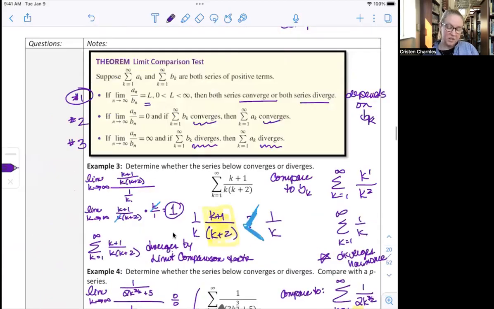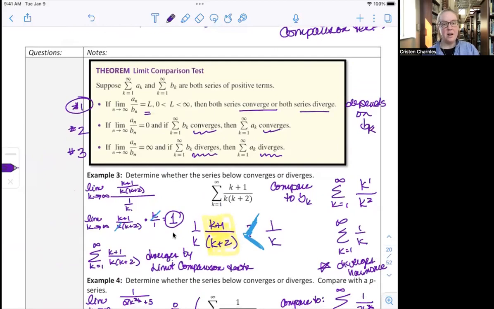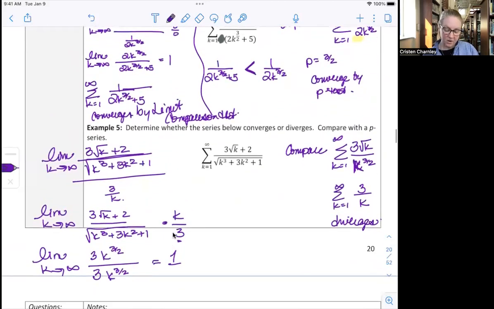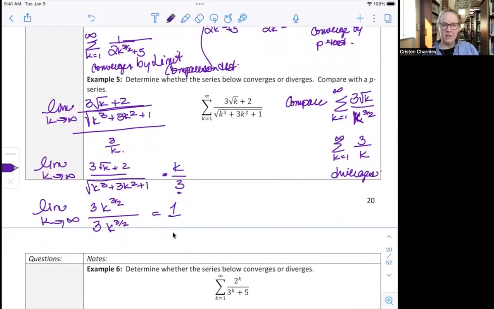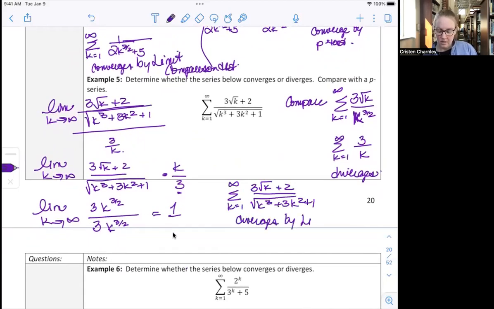Again, we're back to that situation on the top that if you get a numeric answer for the limit comparison test, both will converge or both will diverge, depending on what the B series does. So the B series diverges. So now we can say that the A series, that original one, also diverges. Here we go, diverging by the limit comparison test.